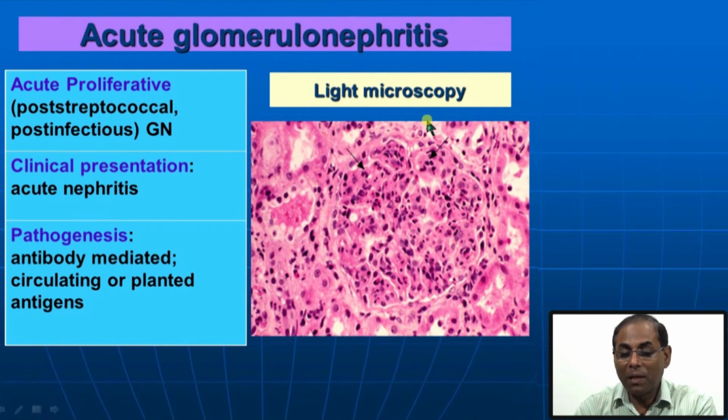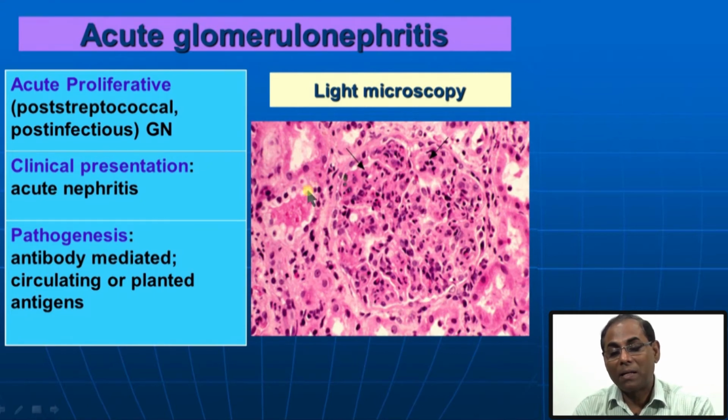Now, this is the typical photomicrograph of a glomerulus. If you see, this glomerulus is totally bloodless. I have shown you the other glomerulus, where you can see the capillaries are wide open, and you can see the capillary lumen. Here you can't see any capillary lumen. So, this kind of fully bloodless glomeruli is a typical example of acute diffuse proliferative glomerulonephritis.